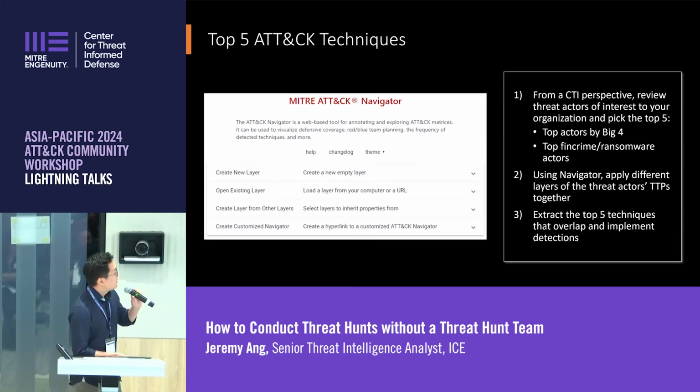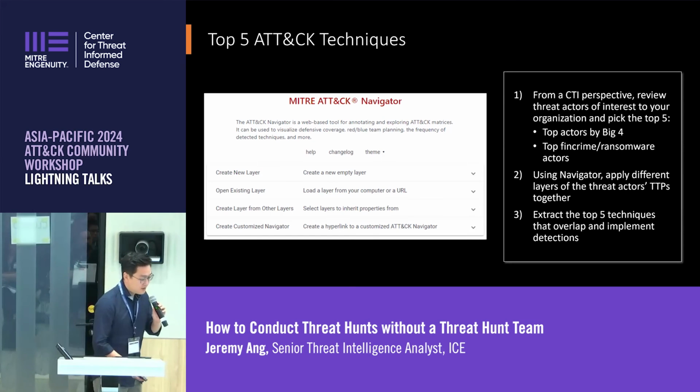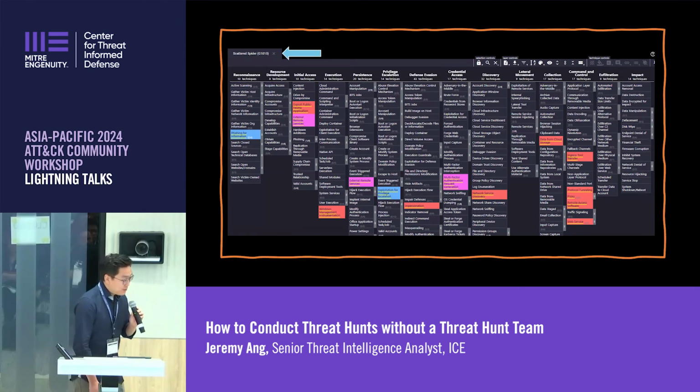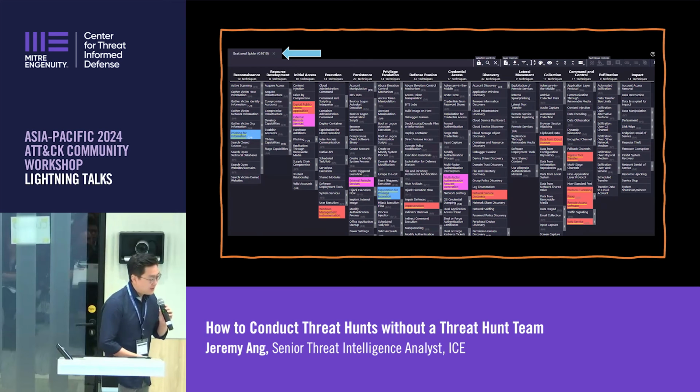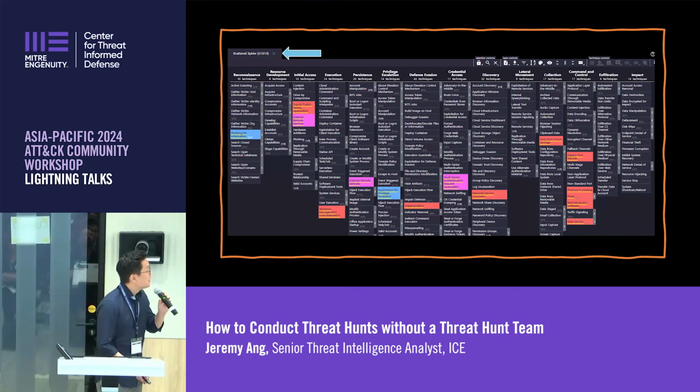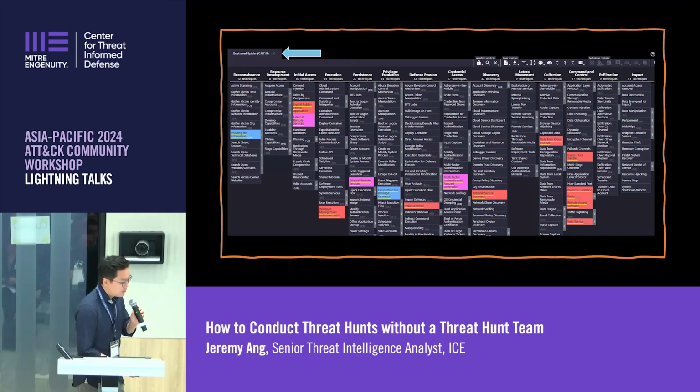And in step 2, you can use ATT&CK Navigator to apply different layers of the threat actors' TTPs together and finally extract the top 5 techniques which overlap, and then implement detections in your system. So here I've included a screenshot of the social engineering threat group Scattered Spider, which rose to notoriety last year in September after breaching MGM Resorts. The techniques in blue are those used by Scattered Spider and those in red are used by a campaign attributed to them. For a quick win, we'll ignore any attribution and just consider all the techniques which are used by this threat group.